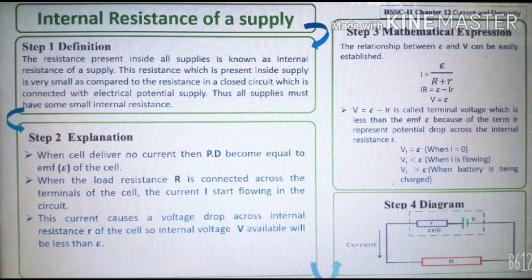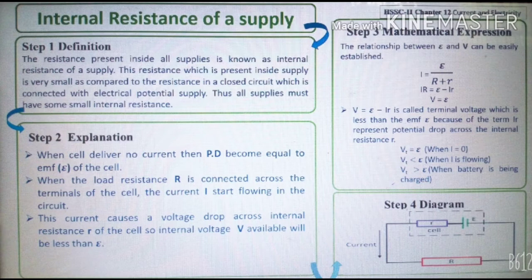So in step number 2 I give an explanation related to the internal resistance. In point number 1, when a cell delivers no current, the potential difference becomes equal to the EMF. The EMF is equal to 0 in a circuit, meaning the EMF induced by induced current in a closed circuit becomes equal to 0. When there is no current, then definitely there will be no EMF, and the EMF is equal to potential difference as we studied early in a previous lecture.